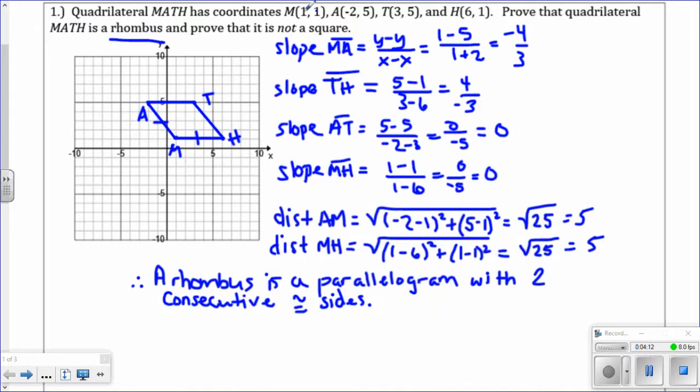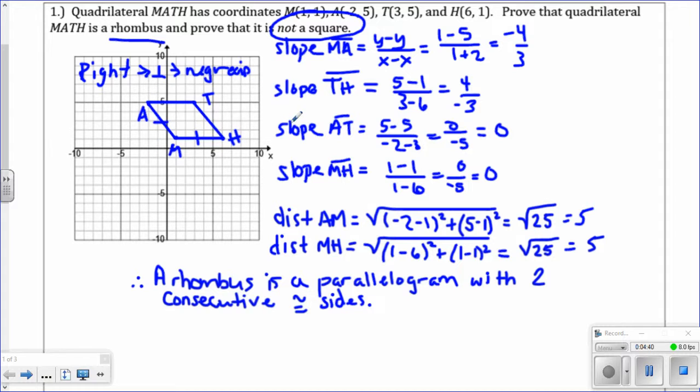Okay, so this says prove that it's not a square. When you do this, I look at the diagram and I say, why is this not a square? Well, because I don't see right angles. There's no right angles. So then I think, how can I prove that? What formula could we use to prove that? Well, remember, right angles, you have what kind of lines? You have perpendicular lines. And if you have perpendicular lines, what do you know about the slopes? The slopes are negative reciprocals, right? Well, look at the slopes for the consecutive sides.